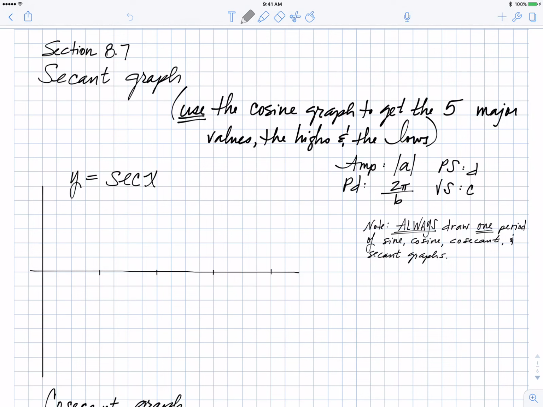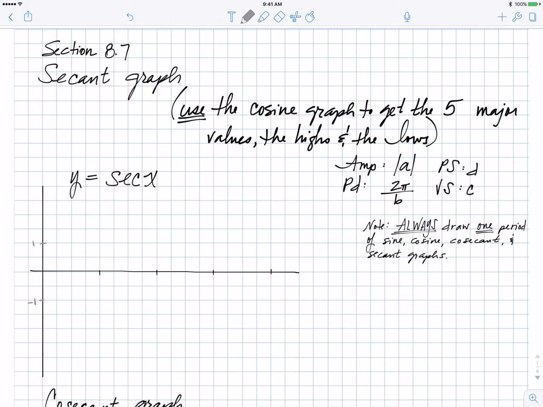So think about the highs and the lows of cosine. Cosine high and low was at 1 and -1. And I'm doing this in a very pale color, and I'll come back and use a brighter color when I actually graph the secant graph. So let's go ahead then and get the x-axis coordinates as well.